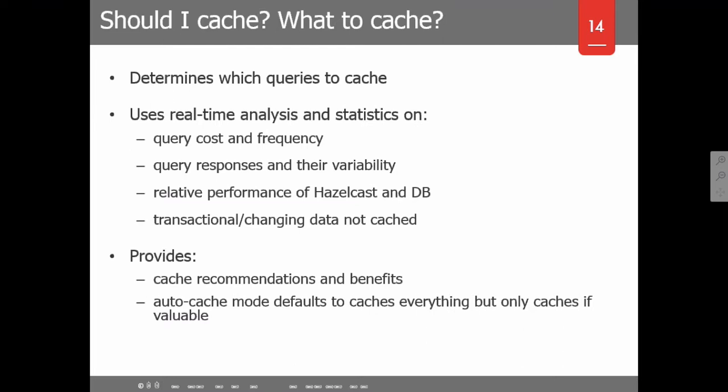So what you're going to get are cache recommendations and potential benefits that you can act on at a very fine-grained level if you want to. I want to cache this particular query only, or this particular table or data set. It also has the feature of auto-caching, where the default is that anything's available to cache, and using this real-time analysis, it'll figure out what is valuable to cache, which won't be everything. It's only what is going to be useful and give better performance.